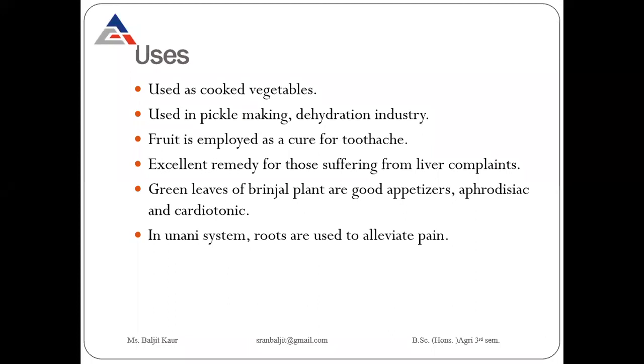Now, what are the uses of brinjal? Brinjal is used for cooking purposes, right? So it is used as a cooked vegetable. It can be used in pickle making and in the dehydration industry, right? The fruit is employed as a cure for toothache, and it is also an excellent remedy for people who are suffering from liver complaints. The green leaves of brinjal are good appetizers, aphrodisiac and cardiotonic. So leaves of brinjal are also very beneficial for different purposes. In the Unani system, roots of brinjal are used to alleviate pain, right? So with the use of the roots of brinjal, the pain is alleviated.